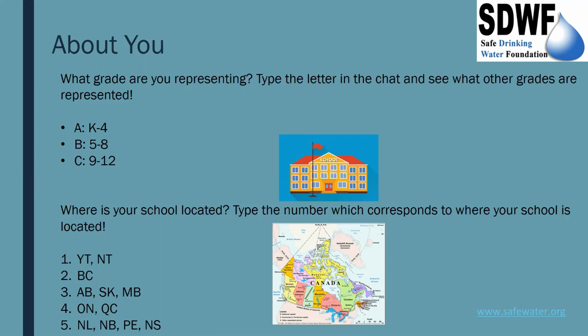And then also, where is your school located? So we're going to use numbers for these ones. So if it's Yukon Territory, Northwest Territories, or Nunavut Territory, then please type 1. If it's BC, type 2. If it's Alberta, Saskatchewan, or Manitoba, please type 3. If it's Ontario or Quebec, please type 4. And if it's somewhere in the Maritimes, please type 5. And I'm just going to pause for a minute here to see the responses. Okay, thank you for that. And I'm going to share the screen again.